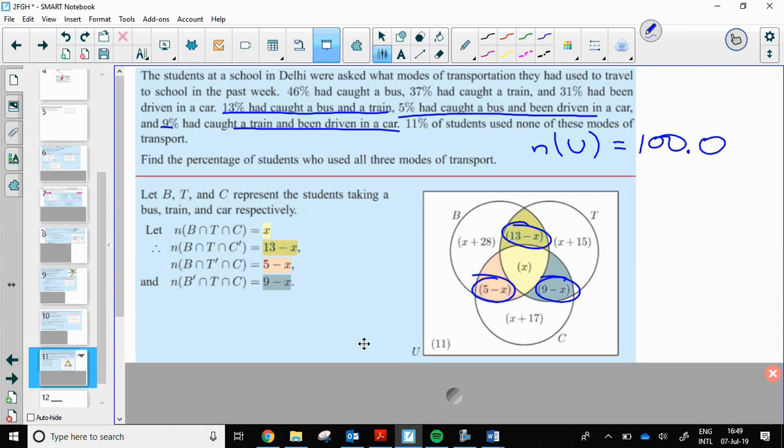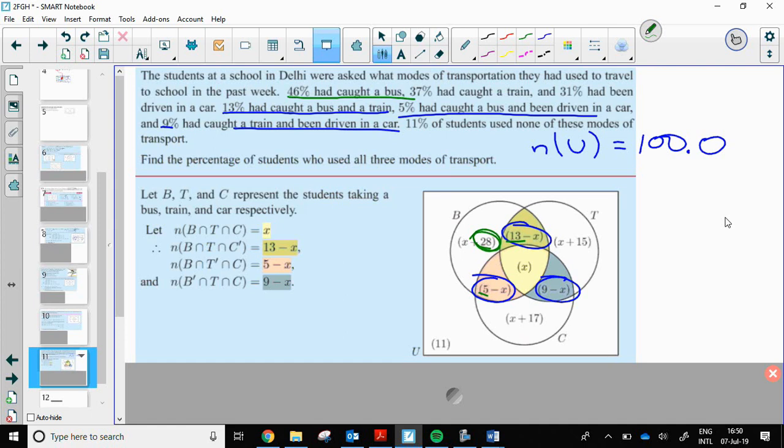And then to fill in the final outside pieces, we know that, say, 46 had caught a bus in total. So 46, where is that 46 going to go? Well, we've got this 28. Where did that 28 come from? 46 minus 13 is going to be 33. 33 minus 5 is going to be 28. So now I've got to have a 28 there. Now why is it 28 plus x? How do we know there's going to be a plus x there?